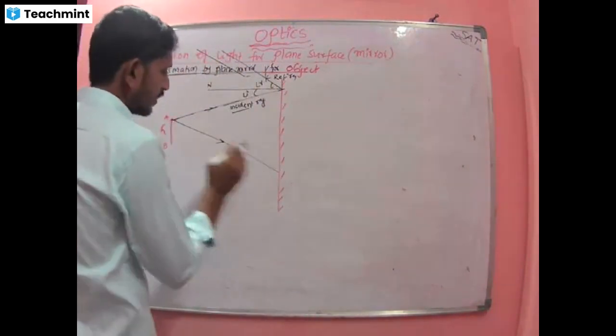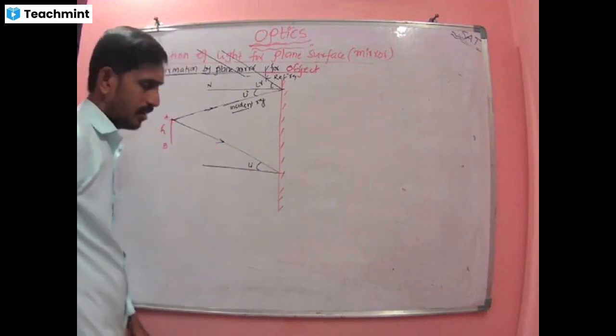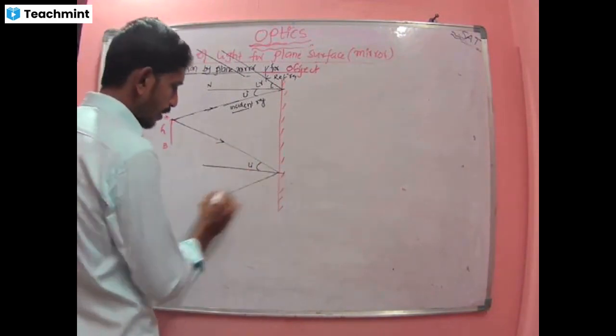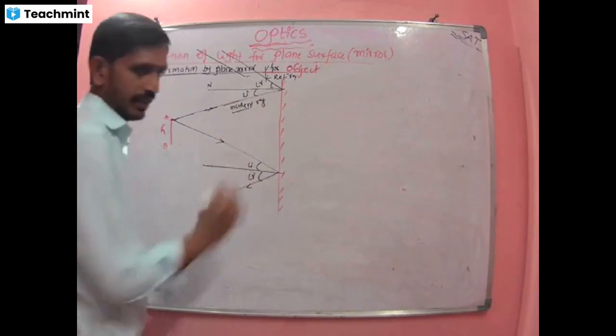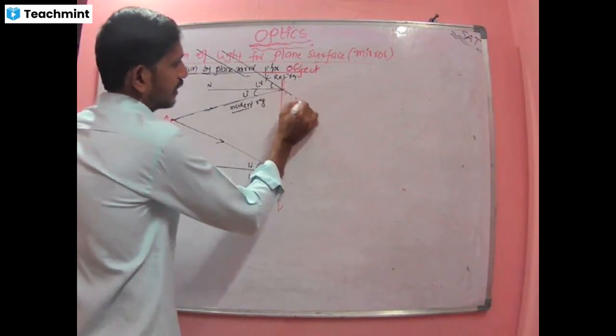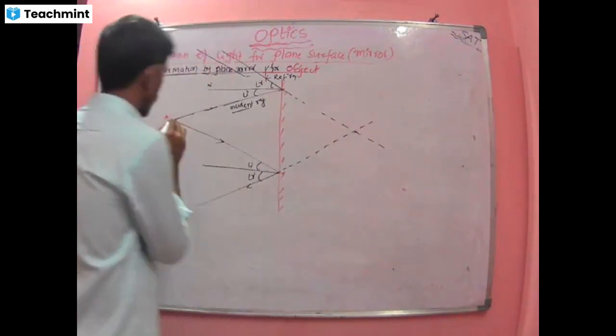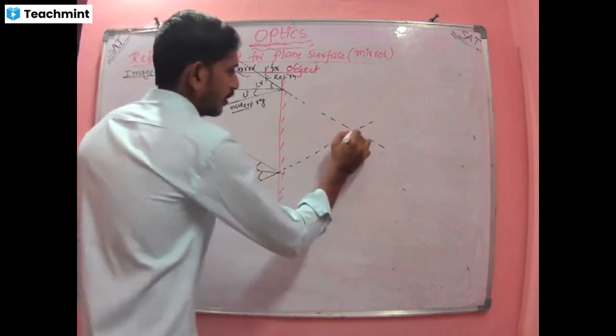For the second incident ray, draw the normal. This is the angle of incidence, i. Where is the reflected ray? Below the normal. This is the reflected angle. So write the incident ray and the reflected ray. And back trace it. If you back trace it here, there is a formation of image. So we get this point here.